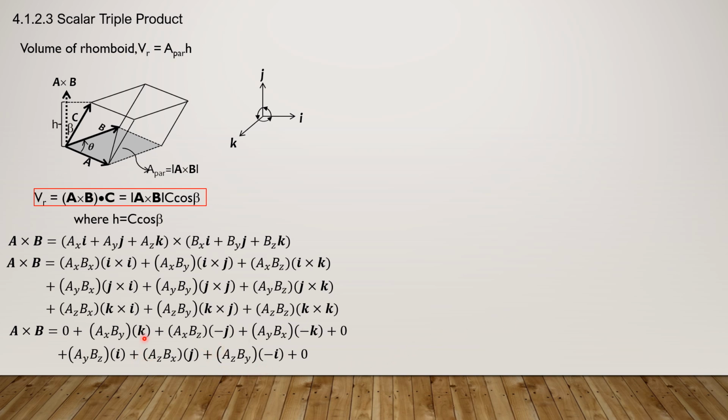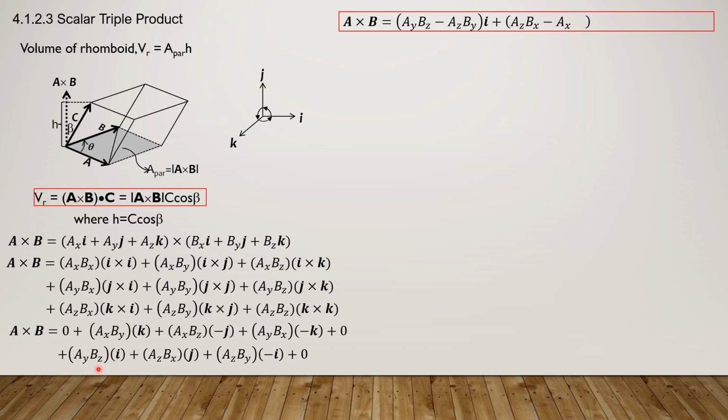So combining like terms, A cross B is equal to (AYBZ minus AZBY) I, then for J, we have (AZBX minus AXBZ) J, then for K, we have (AXBY minus AYBX) K. So that's the result of the cross product.